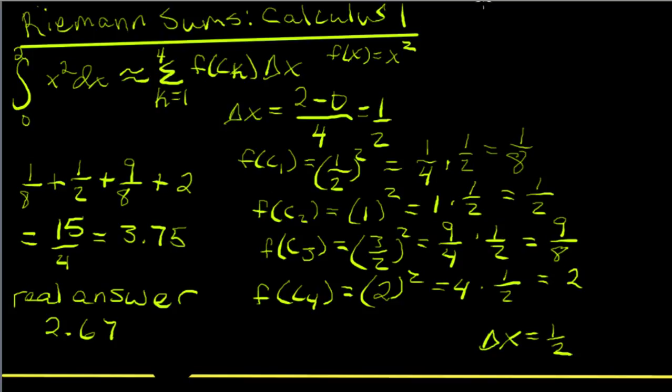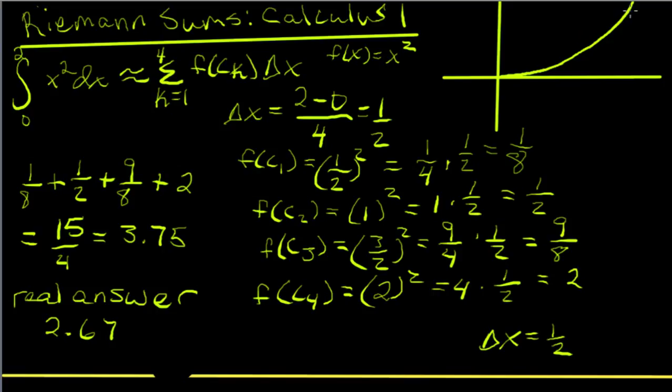So why do we get 3.75? And that is because when we did our graph and we took these small rectangles, let me get a better drawing for you. There we go.